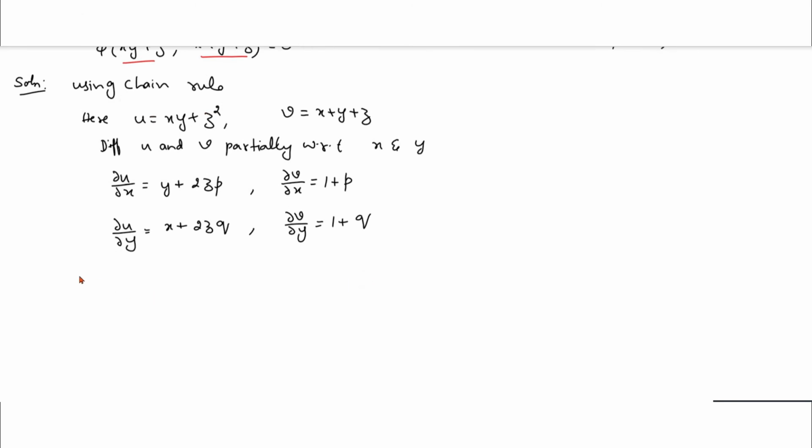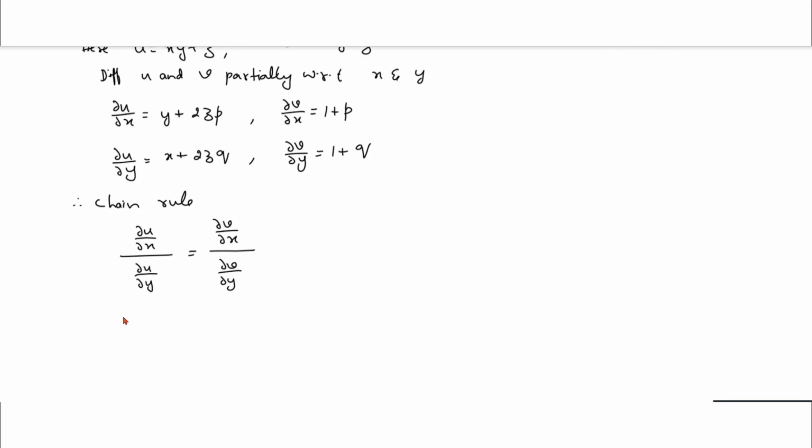So all the four values have been obtained, therefore we can use the chain rule. Your chain rule will be dou u by dou x divided by dou u by dou y is equal to dou v by dou x divided by dou v by dou y. If you use this, you will get y plus 2zp divided by dou u by dou y, which is x plus 2zq, equal to dou v by dou x, which is 1 plus p, divided by dou v by dou y, which is 1 plus q.